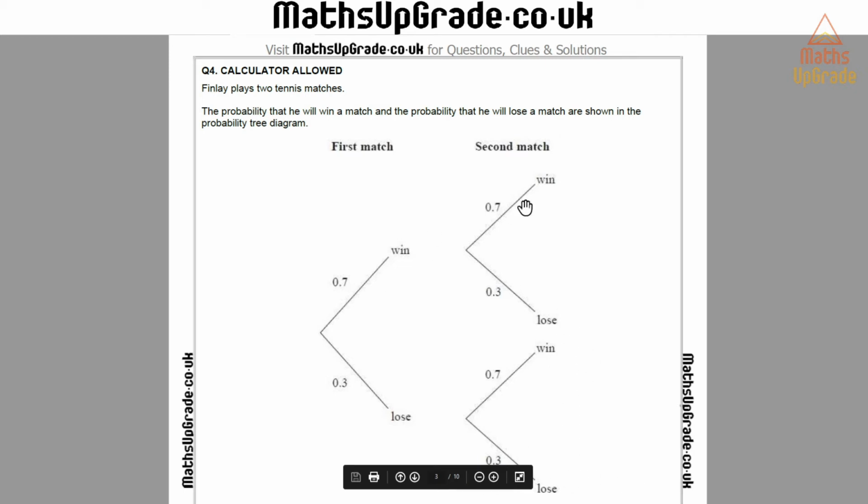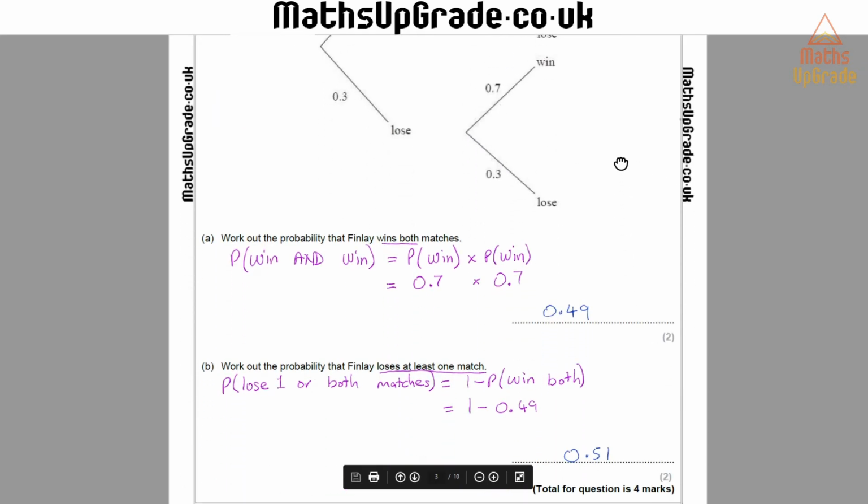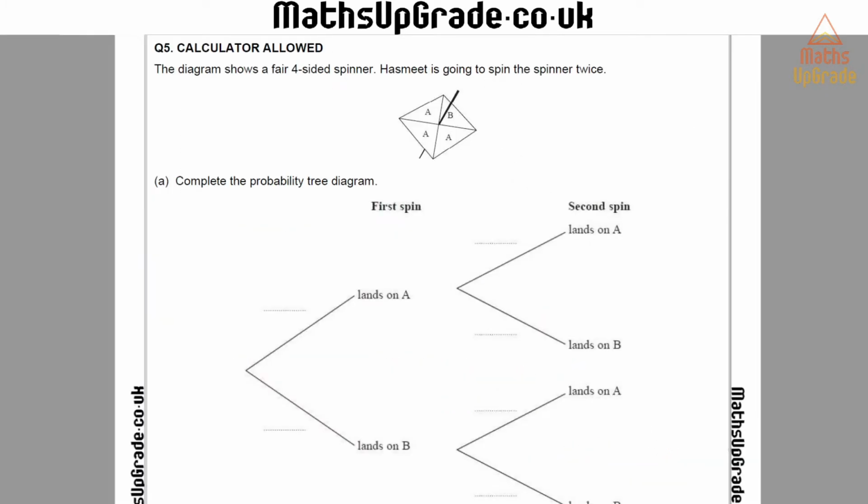But since we've already worked out this top outcome here, the probability of winning both, and since all 4 outcomes are mutually exclusive and they add up to 1 whole one, you can just do 1 whole one, subtract this probability here. So if we do 1 whole one, subtract 0.49, that'll be the answer, and that's 0.51, 4 marks.